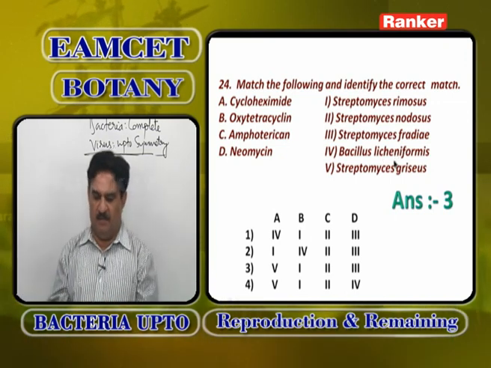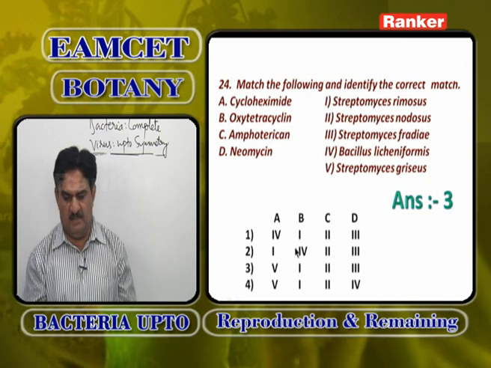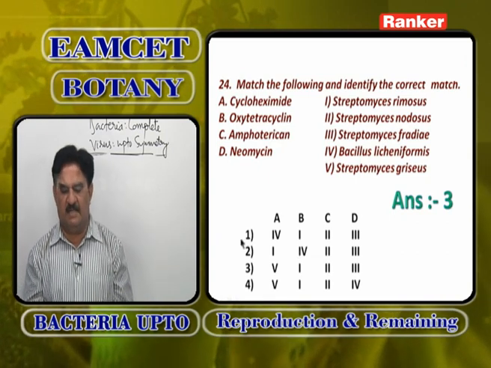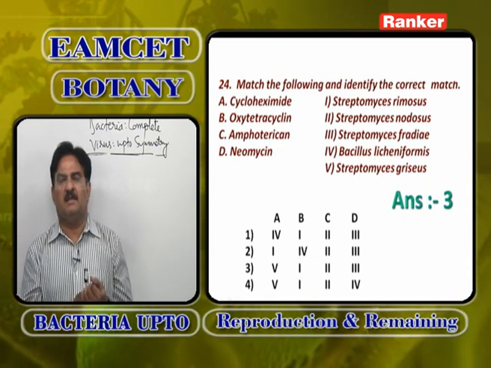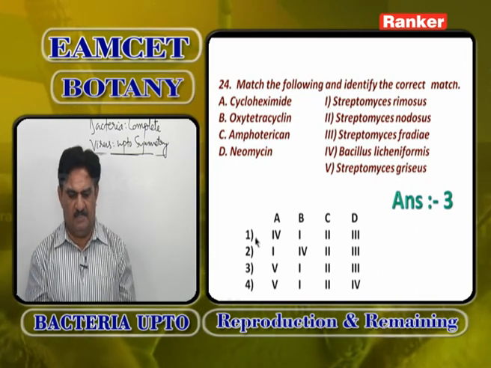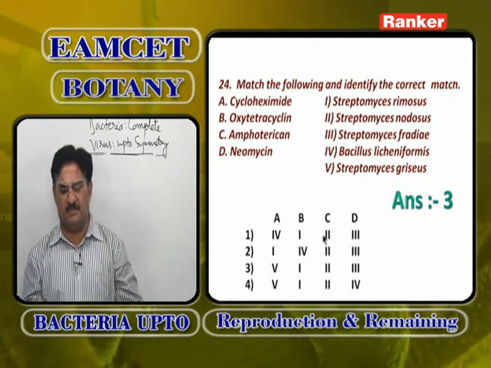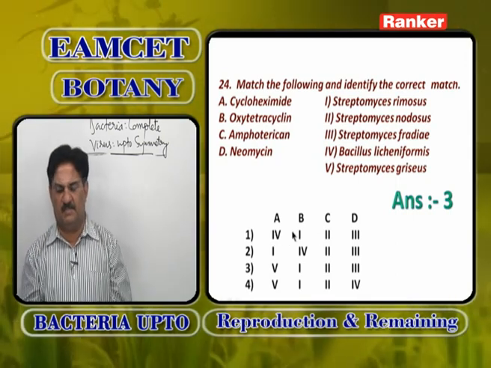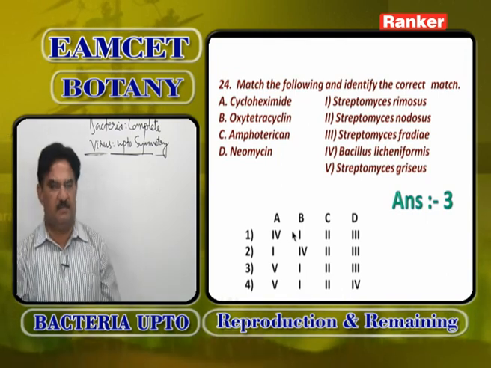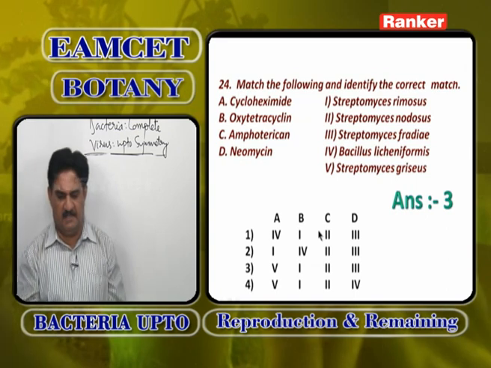So, A4, B1, C2, D3. This is the correct combination. Bacillus licheniformis gives bacitracin, but bacitracin is not given on that side. So, cycloheximide, Streptomyces griseus; oxytetracycline, Streptomyces rimosus; amphotericin, Streptomyces nodosus; neomycin, Streptomyces fradiae. These are various antibiotics obtained from bacteria.